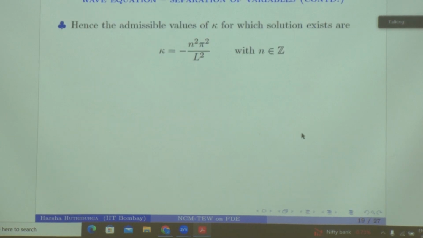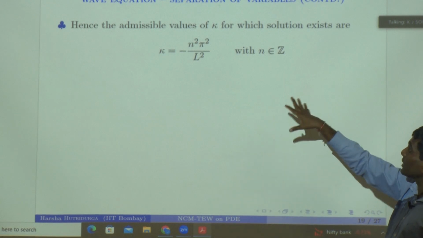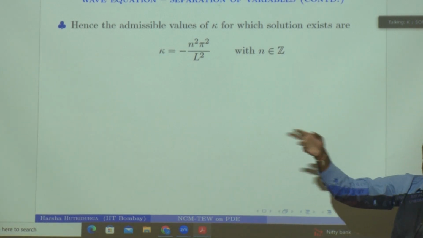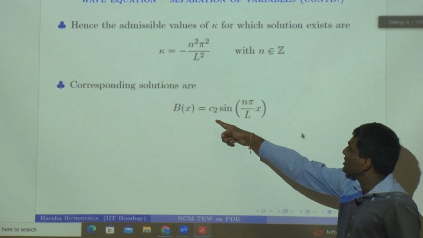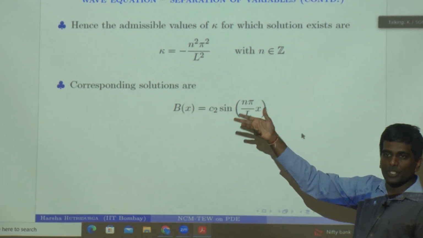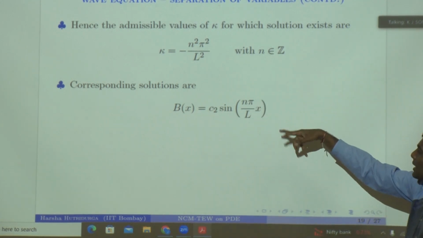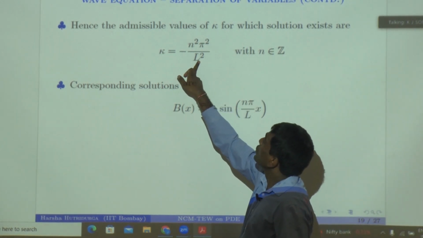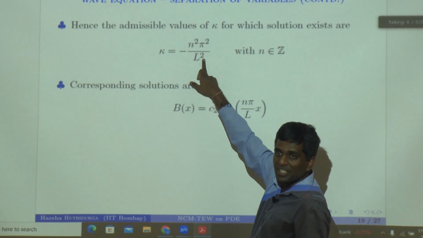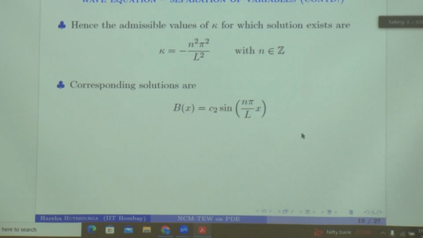Now, these are the admissible constants, minus n squared pi squared upon L squared, where n can be any integer. And the corresponding solutions are these. These were the solutions, right? The general solution to that ODE that we wrote down: some constant times sine of the square root of minus kappa times x, and kappa is this. So minus kappa is just n squared pi squared upon L squared. You take the square root and you get this. This is how you get those sine functions also. We are just doing everything from first principles and we get this function.